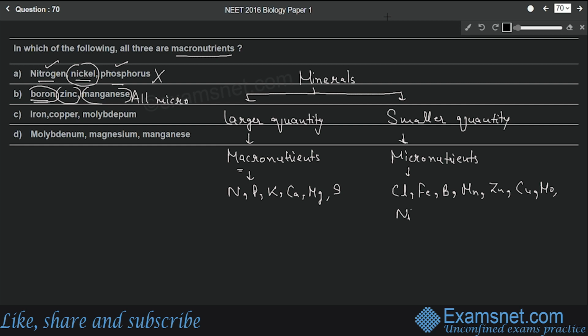In the third option, iron is a micronutrient, copper is also a micronutrient and molybdenum is also a micronutrient. So here also all the minerals are micronutrients. Okay. In the last one, again molybdenum is a micronutrient. Magnesium is a macronutrient, but manganese is again a micronutrient. So in none of the given options are all three macronutrients. Okay, at least one is micro, right? So none of them is the correct answer here.